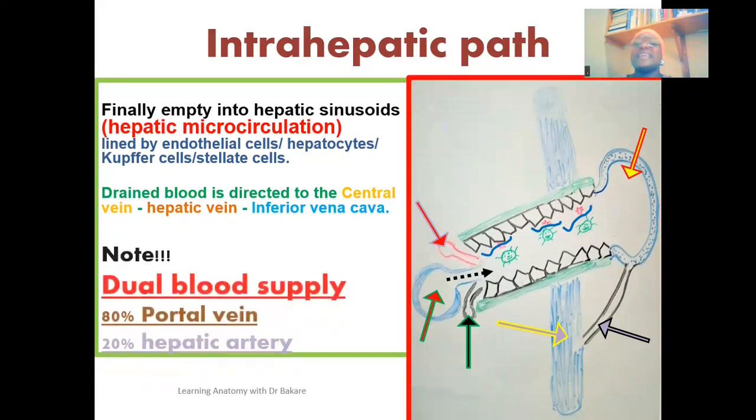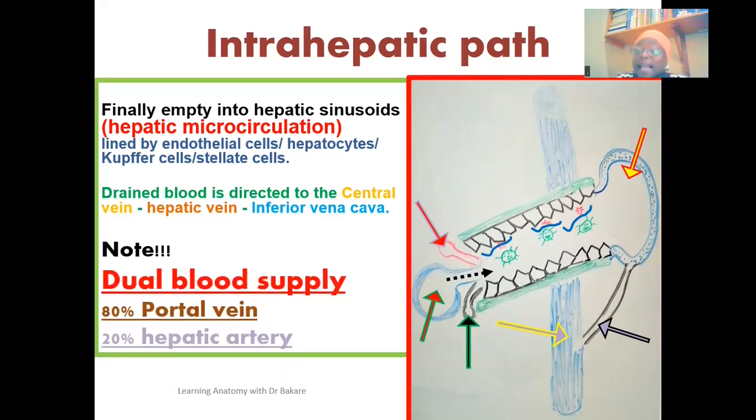So you can see that the liver has a dual blood supply. It has supply from the portal vein, which supplies nutrient-rich blood to it, and it also has supply from the hepatic artery, which supplies oxygen-rich blood. So the supply of about 80% of blood is coming from the portal vein, while the supply of about 20% of the blood is coming from the hepatic artery.